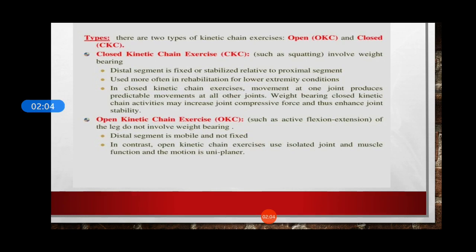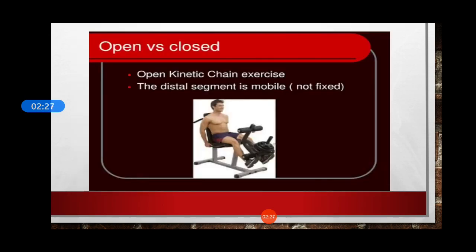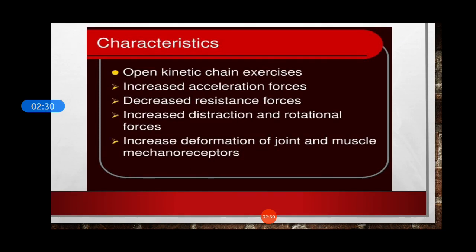In the open kinetic chain exercises such as active knee flexion and extension or active shoulder flexion and extension, the leg or shoulder do not involve weight bearing. So the distal segment is mobile. In contrast, open kinetic chain exercises use isolated joints and muscle functions at the motion, and the motion is uniplanar. Here you can see the distal segment is mobile, not fixed; that is an open kinetic chain exercise. Here we see increased acceleration forces, decreased resistance forces, and increased distraction and rotation forces.